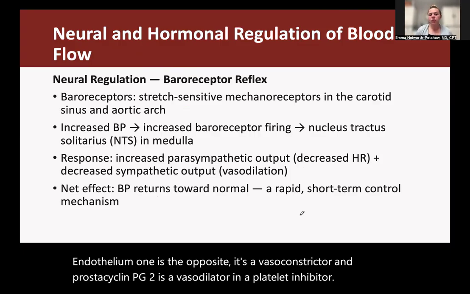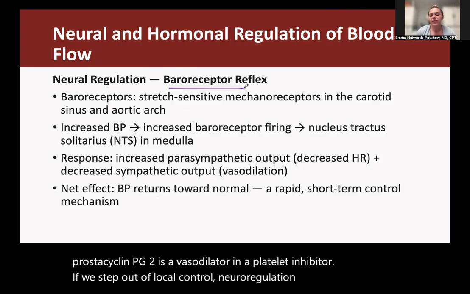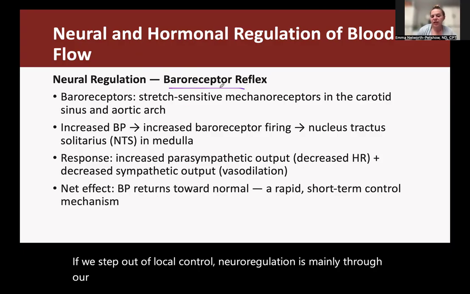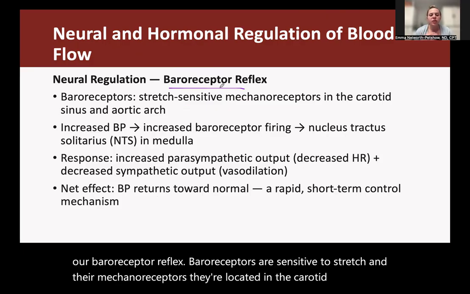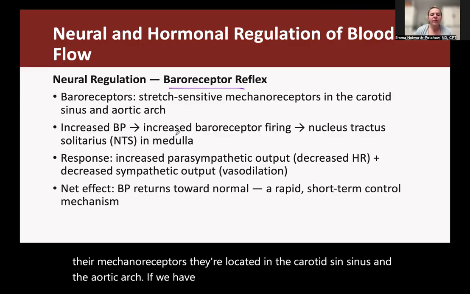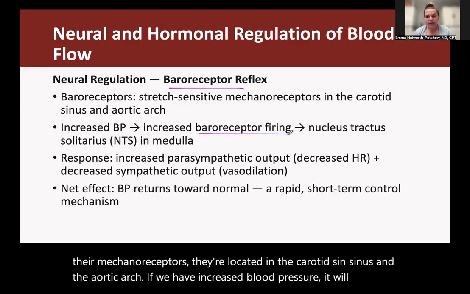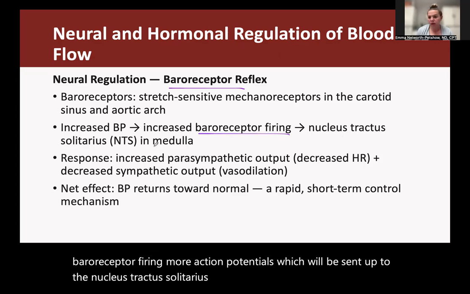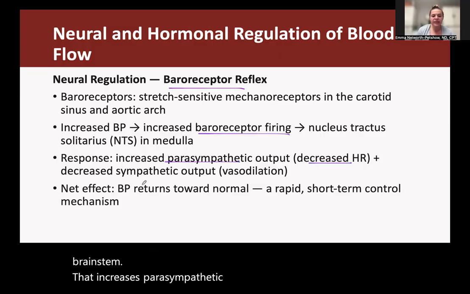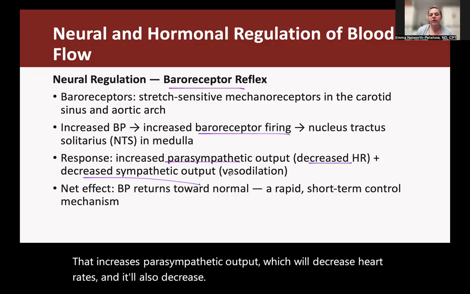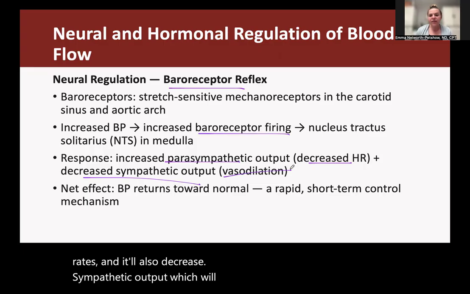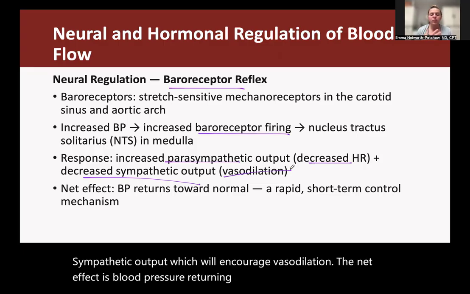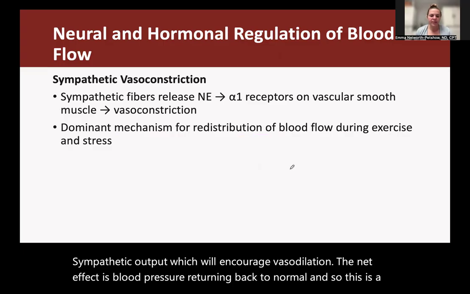If we step out of local control, neuroregulation is mainly through our baroreceptor reflex. Baroreceptors are sensitive to stretch, and they're mechanoreceptors. They're located in the carotid sinus and the aortic arch. If we have increased blood pressure, it will increase baroreceptor firing, more action potentials, which will be sent up to the nucleus tractus solitarius in the medulla oblongata of our brainstem. That increases parasympathetic output, which will decrease heart rate, and it'll also decrease sympathetic output, which will encourage vasodilation. The net effect is blood pressure returning back to normal, and so this is a rapid short-term control mechanism.